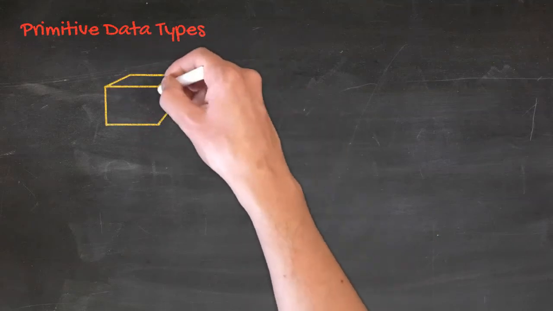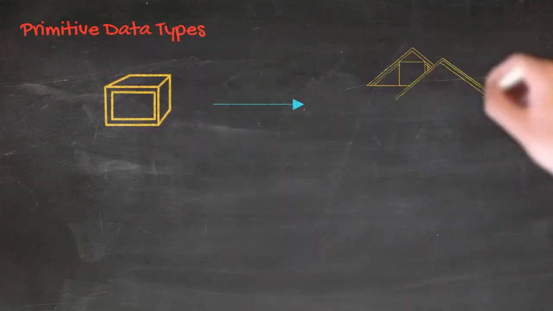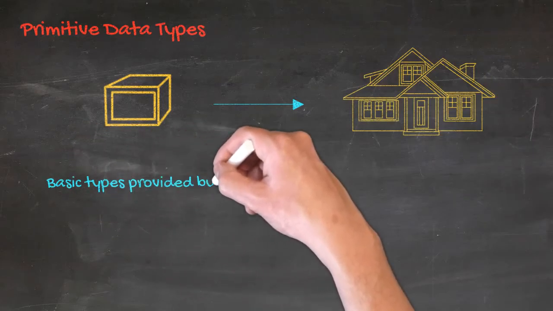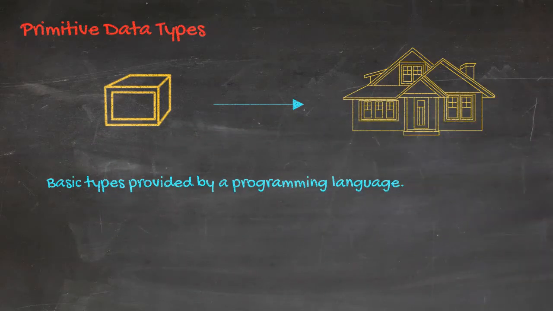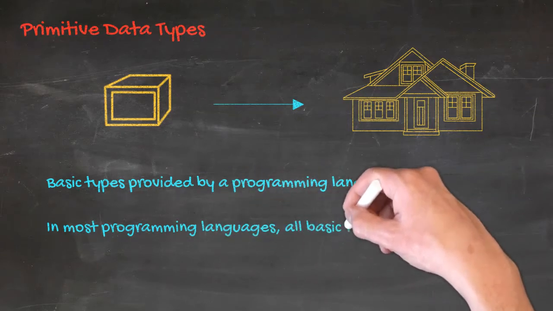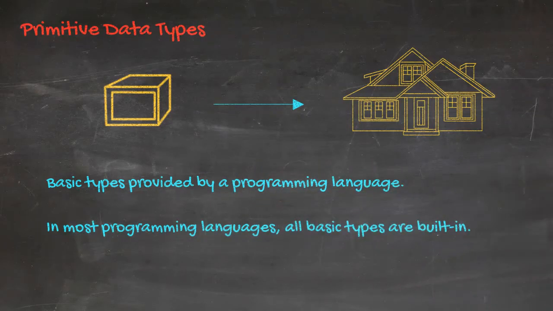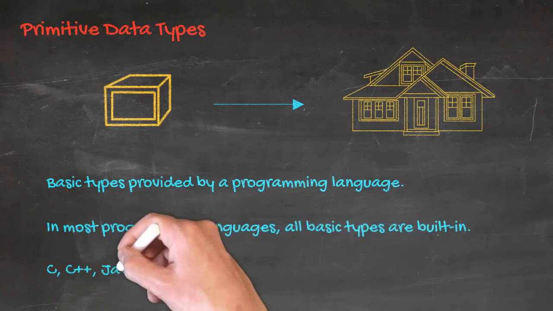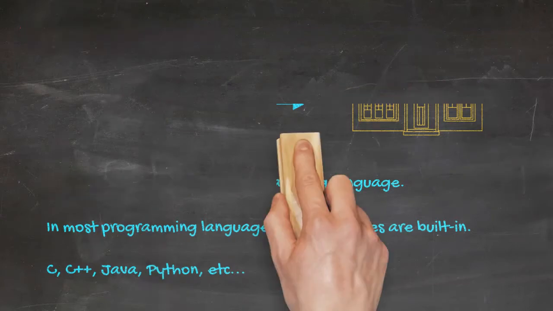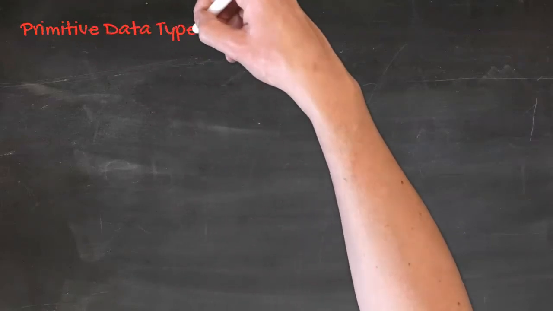A brick is the building block of a house. Likewise, primitive data types are the basic types provided by a programming language to build an application. In most programming languages, all basic types are built in. It differs language to language. Java is a good programming language to understand these data types. So let's see what are the built-in primitive data types in Java.